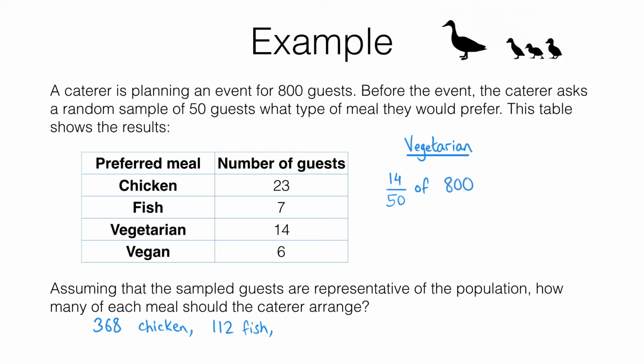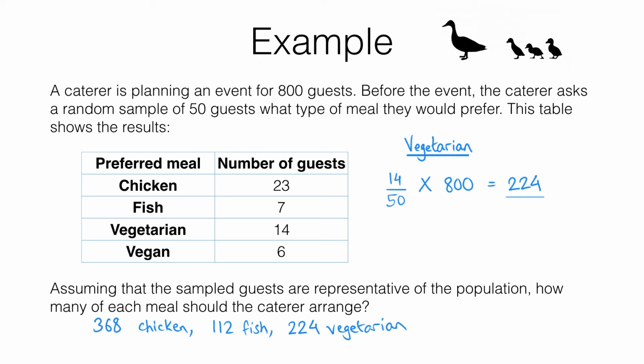And that's the same as working out 14 50ths multiplied by 800. And doing that gives us an answer of 224. So the caterer should arrange 224 vegetarian meals.